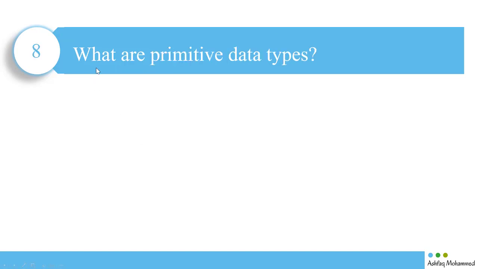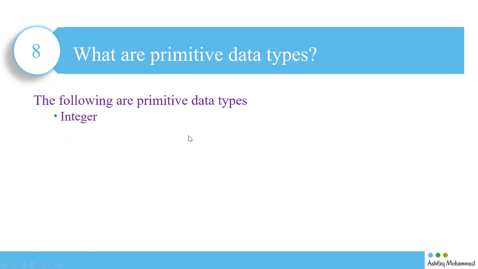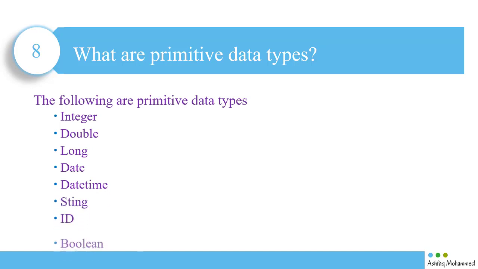Next question, question number 8: what are primitive data types? The following are the primitive data types. Integer falls under primitive data types. Double falls under primitive data types. Long, date, datetime, string, ID, and Boolean. So these are the primitive data types.